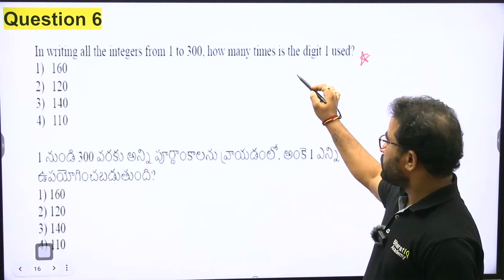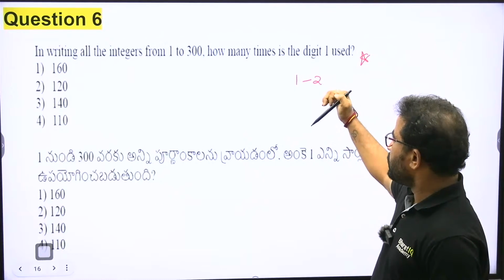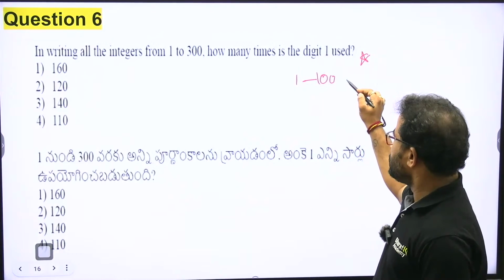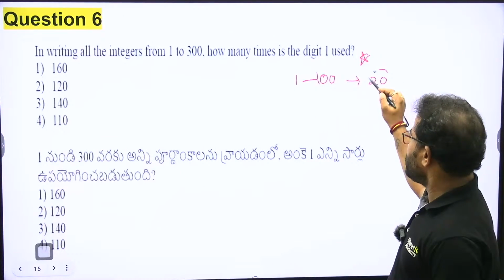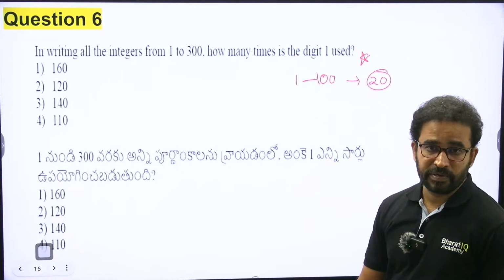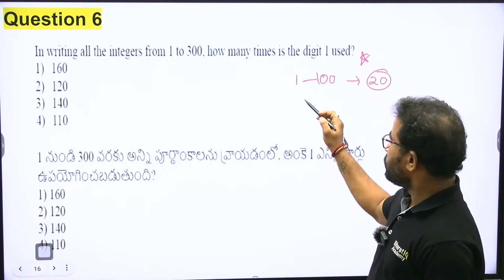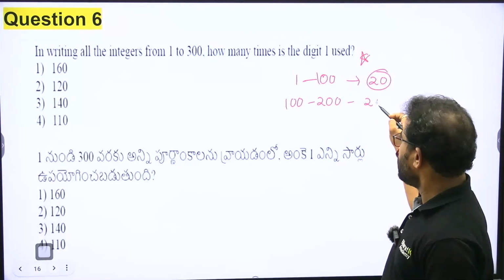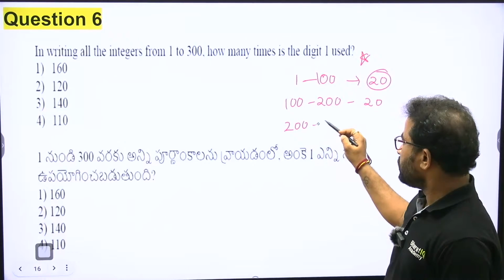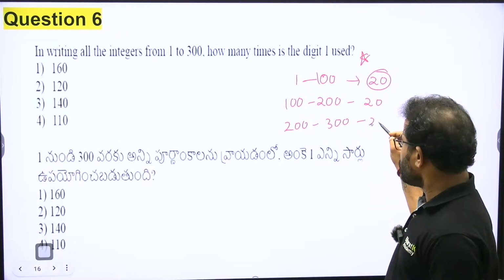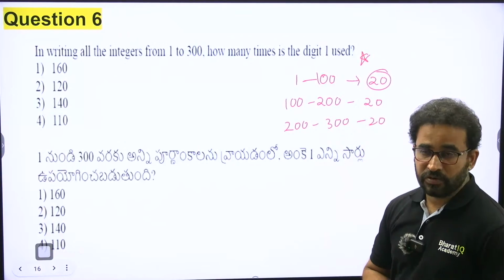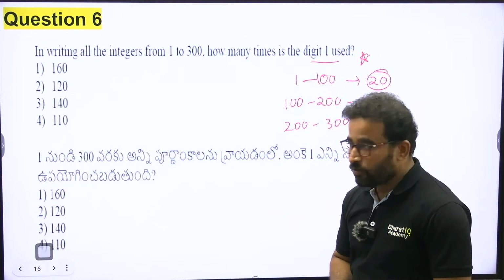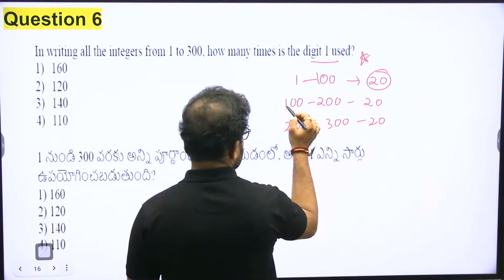Whenever a question is given between 1 to 100, always remember that any digit is repeated a minimum of 20 times. Next, from 100 to 200 is also 20, and 200 to 300 is also 20. But the question is asking how many times 1 is repeated. Look at this one.